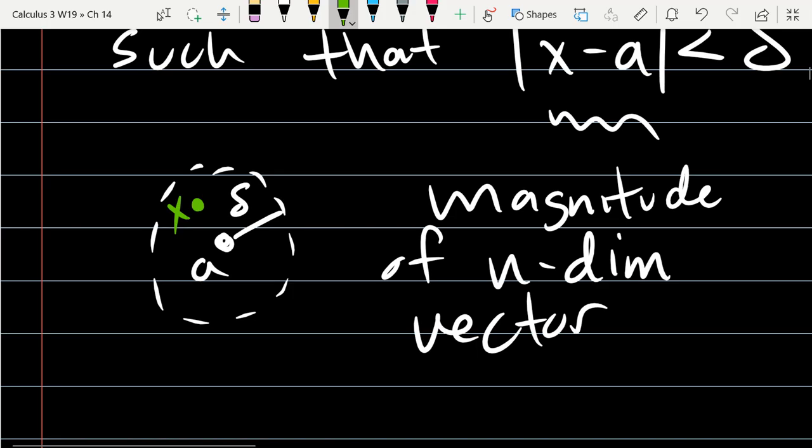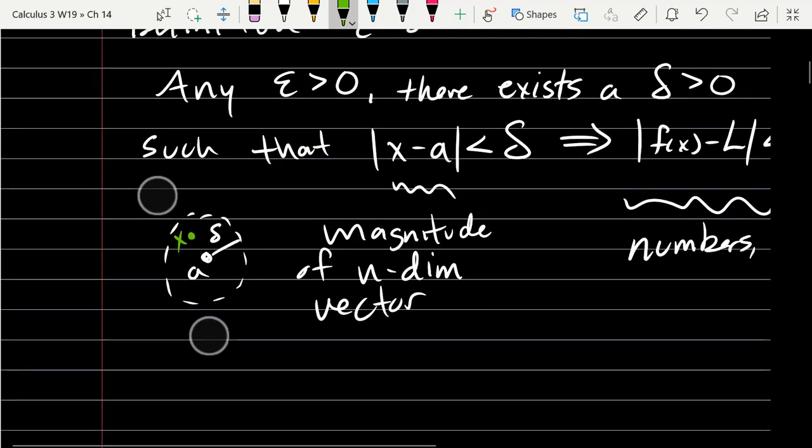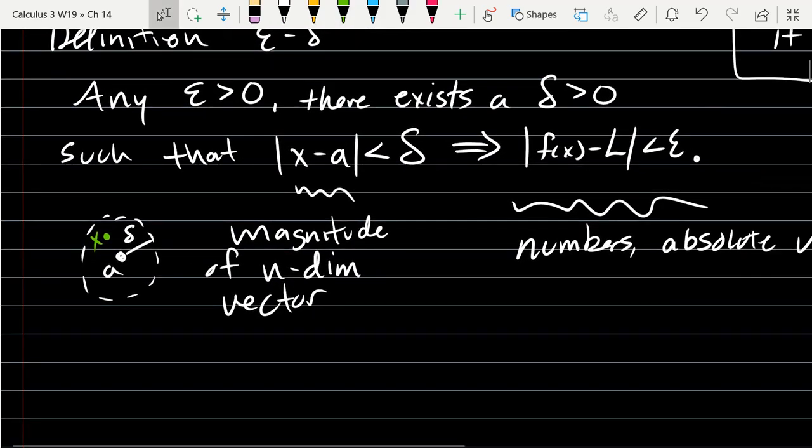What does that mean about the output? I don't really want to call it the y value, but the output of the function is getting close to the number L. So the good news is the definition doesn't need to be rewritten whatsoever. It's the exact same definition. We're just dealing with the magnitude of a vector instead of the difference of numbers and absolute value. When you eventually go to n-dimensional inputs and m-dimensional outputs, your definition stays exactly the same. It's just that both of those are vectors. Different dimensions, but they're both going to be disks around different points or vectors, however you want to think about it.